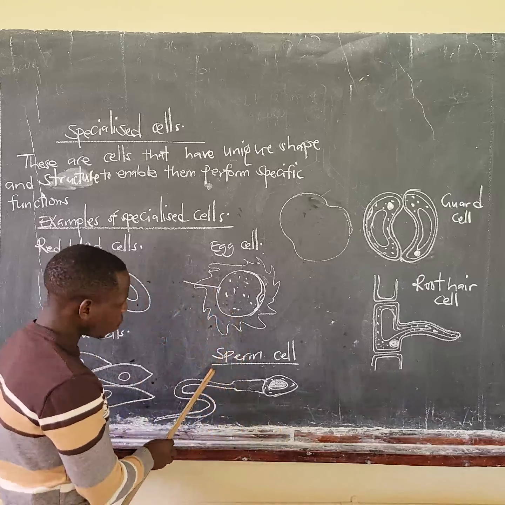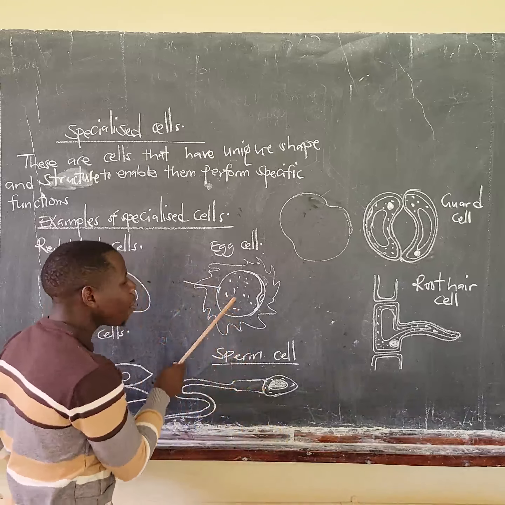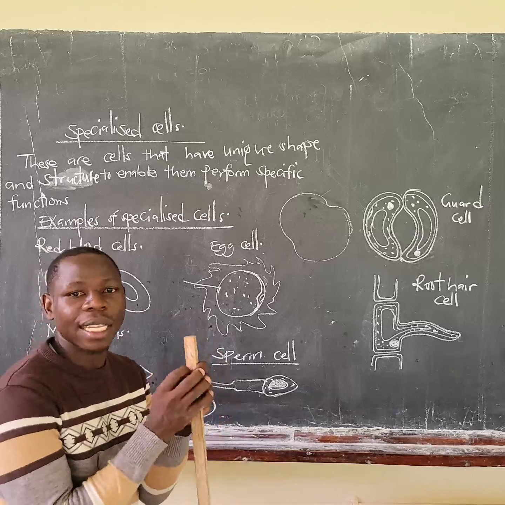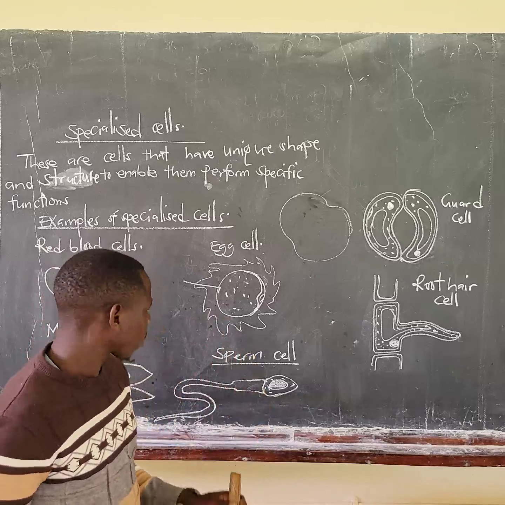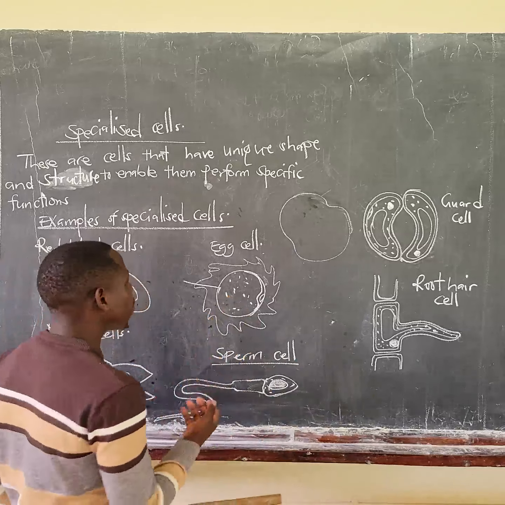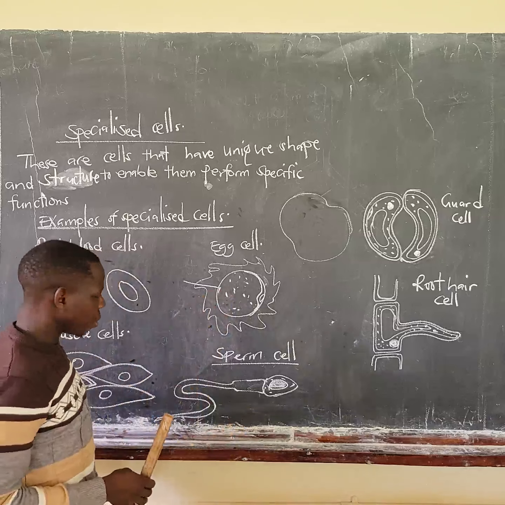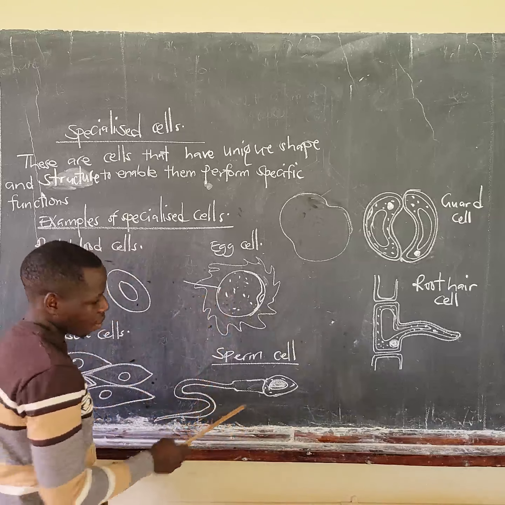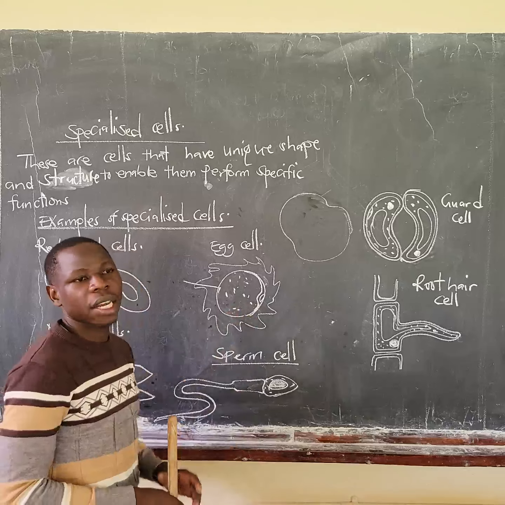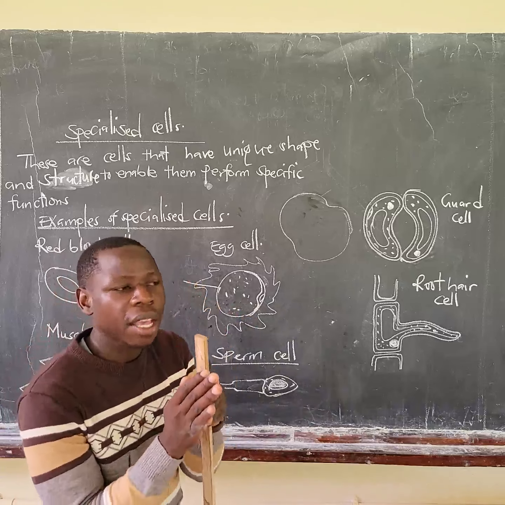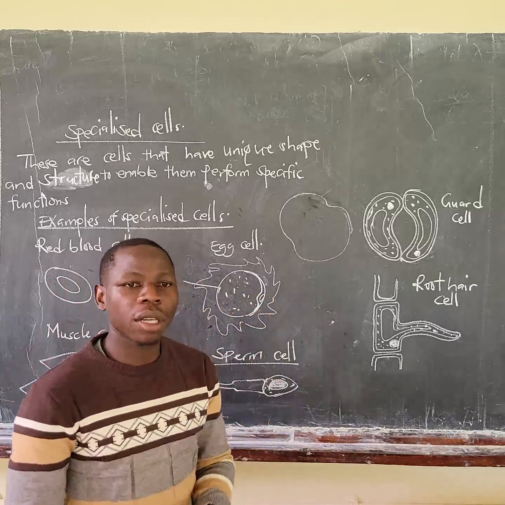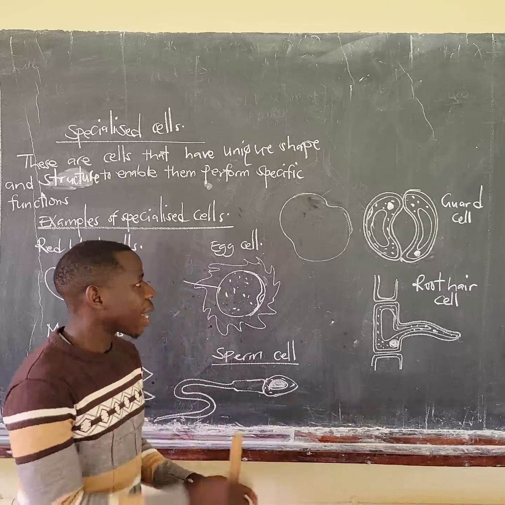And now what does this one do? It has to swim to find the egg cell so that they can fuse, so that fertilization takes place. Now, this tail helps this cell to swim so that it can move to reach the egg cell. Therefore, this tail enables it to move, and it is sharp at the end to enable it enter the egg cell so that the two nuclei of the egg cell and the sperm cell can fuse. Therefore, fertilization takes place.